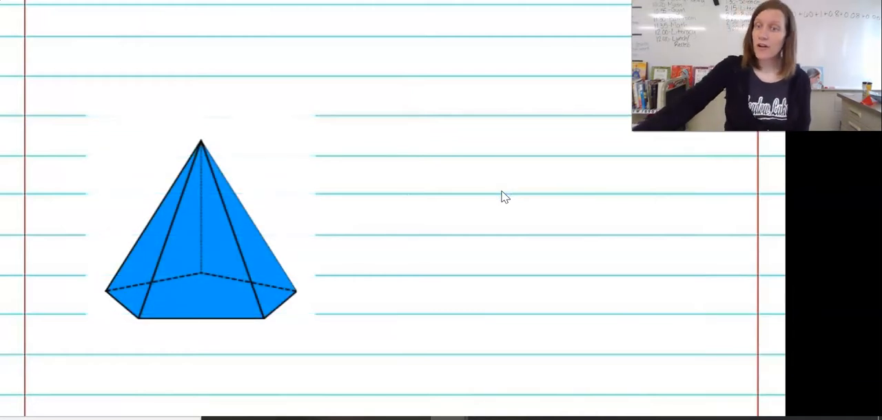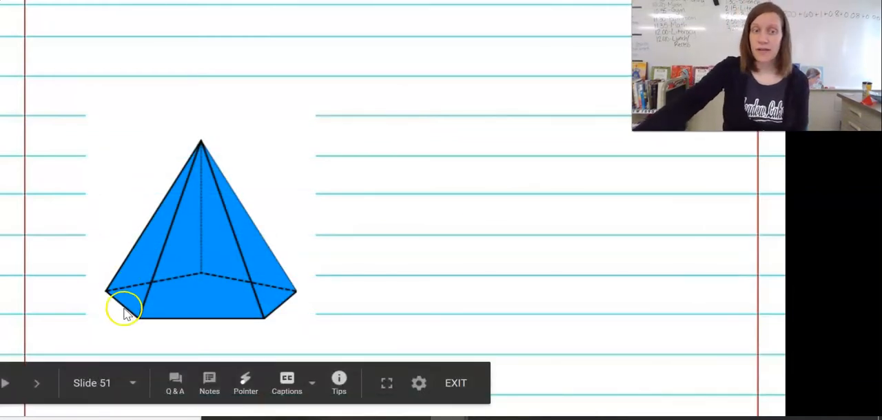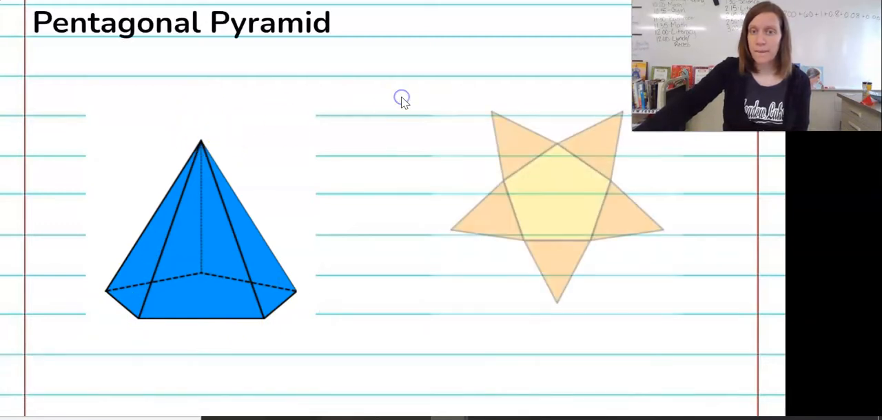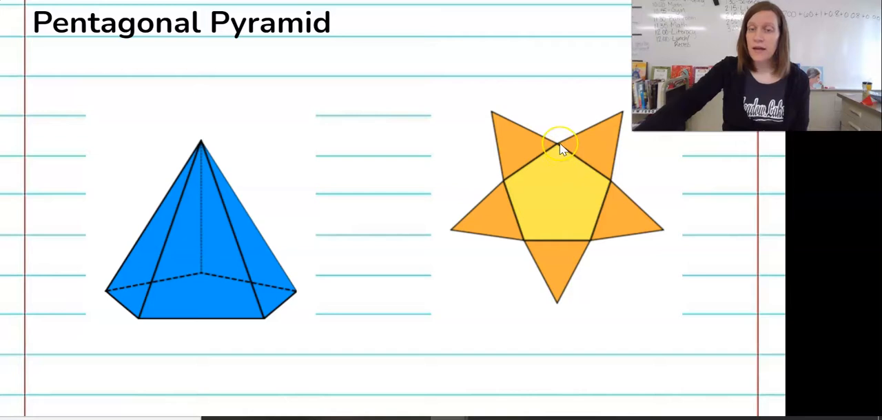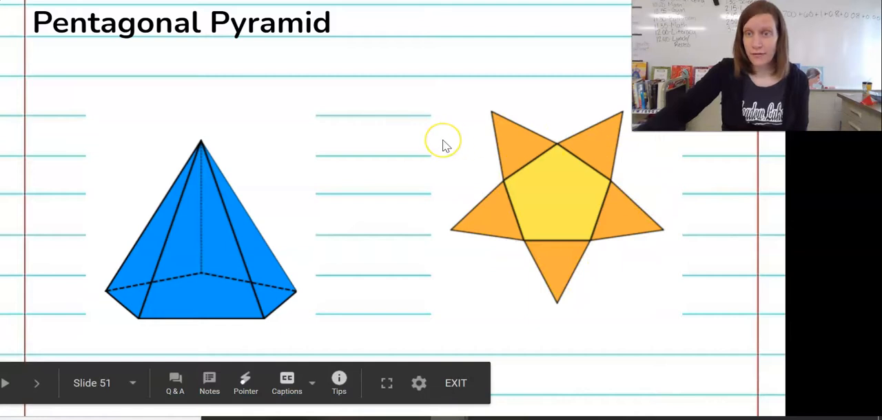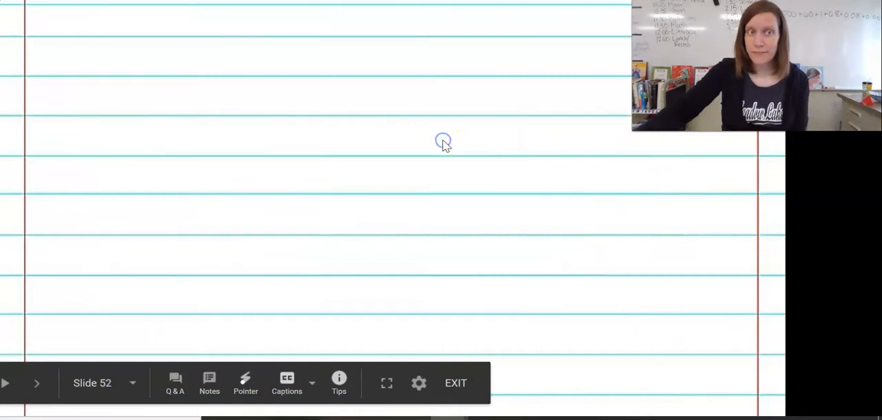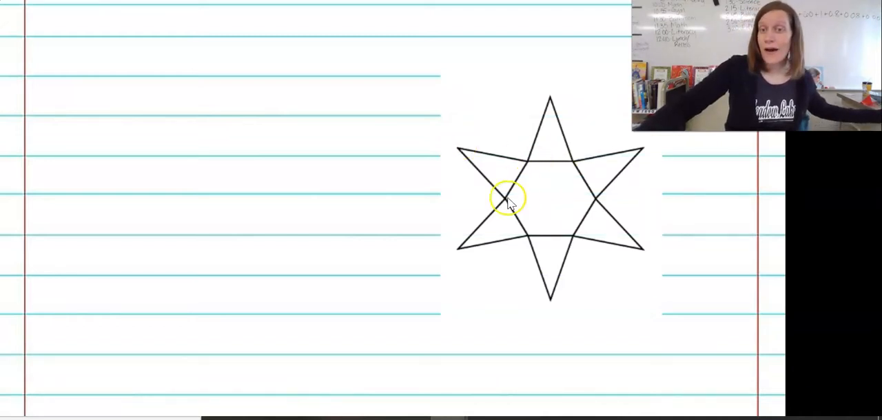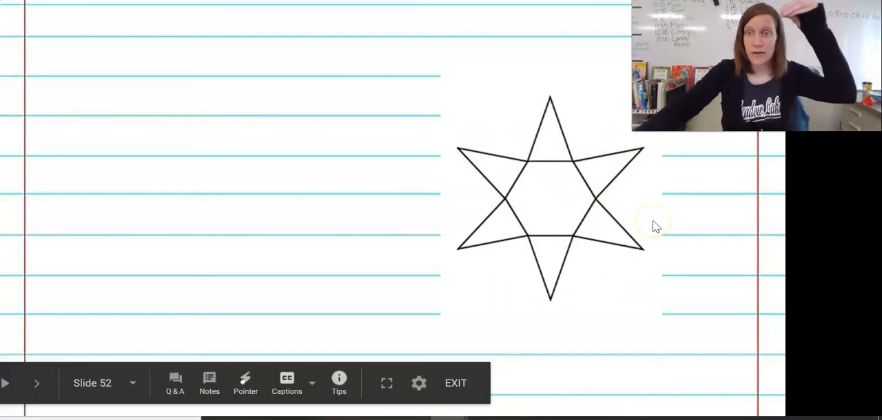Then we could have a pentagonal pyramid. I know this is a pentagonal pyramid because I see a pentagon down here with 5 sides and 1 common vertex connected by triangles. So if I look at the net, I'm going to see 1 base that is a pentagon surrounded by triangles because it's a pyramid. I can see that with a hexagonal pyramid too. A hexagon in the middle, surrounded by triangles that are going to meet at a common vertex.